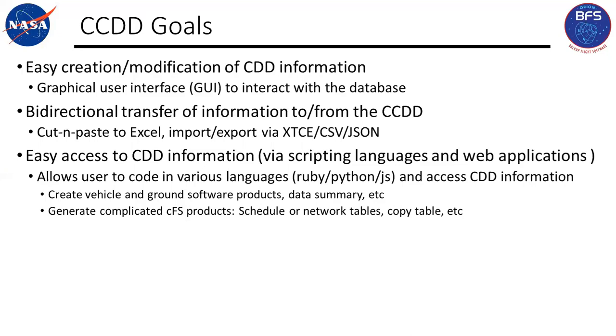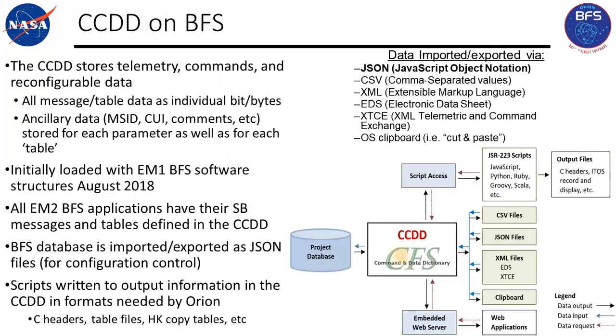And you can also generate some complicated CFS programs, products. So your scheduler, network tables, the HK copy table, those sorts of things that need information about a bunch of different applications. It's able to grab that information out of the database and then generate that high-level product automatically. And here's just sort of a graphical picture of how we're using the CCDD on the BFS program.